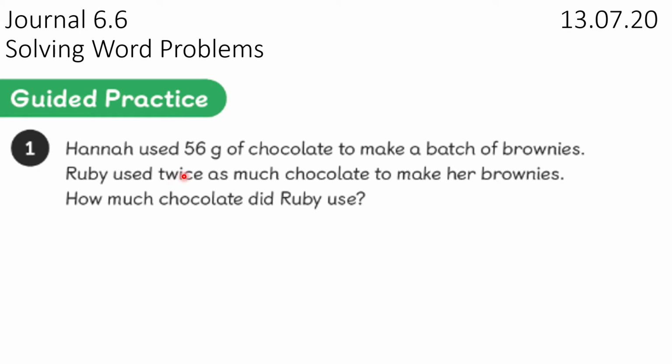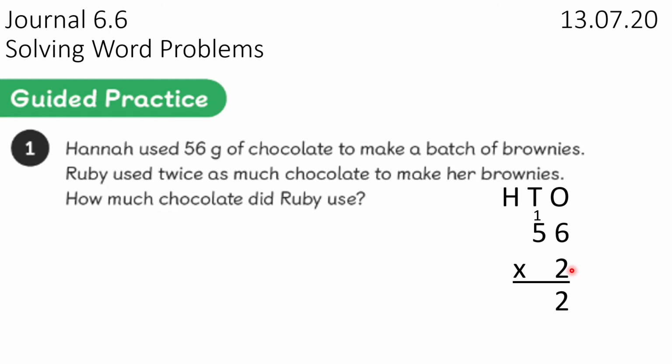So what we need to do, we need to double or multiply by 2 Hannah's ingredients. So 56 times 2. Let's start with our ones. 6 times 2 we know is 12, but we can't put the 1 and the 2 into the ones column, so we keep the 2 and we regroup the 10. Oh, nearly gave you the answer there.